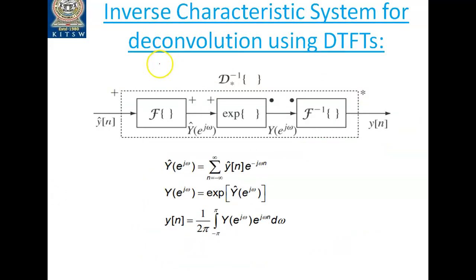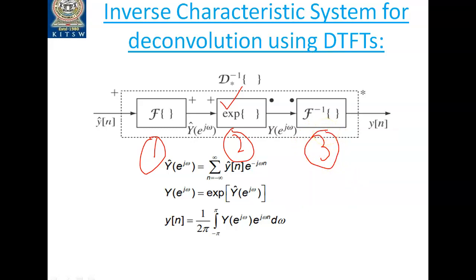So now, in a similar way, the way we are going to calculate D star is exactly the reverse of that. This is the inverse characteristic system for the deconvolution using the discrete time Fourier transform. Here, the first system is the same as what we already considered in the previous one: the Fourier transform. The second system, instead of a logarithmic, is an exponential, and the third one is the inverse Fourier transform of the first system.